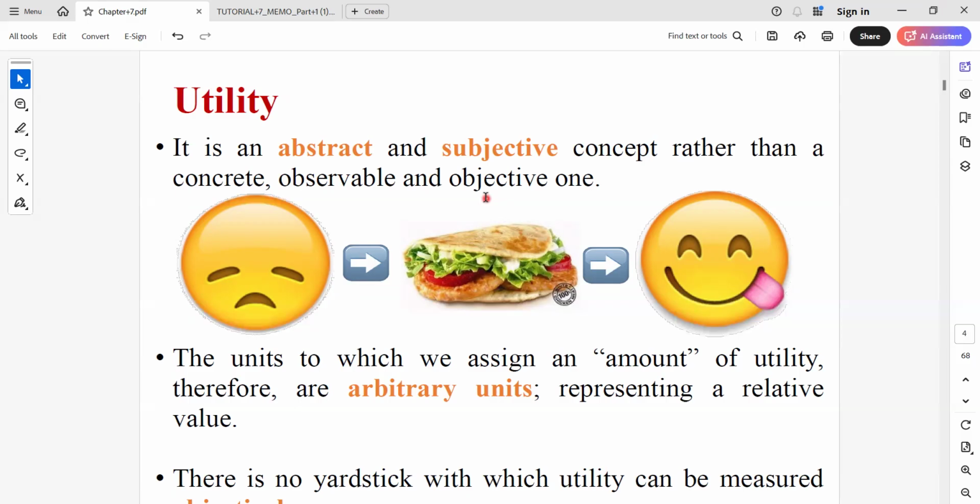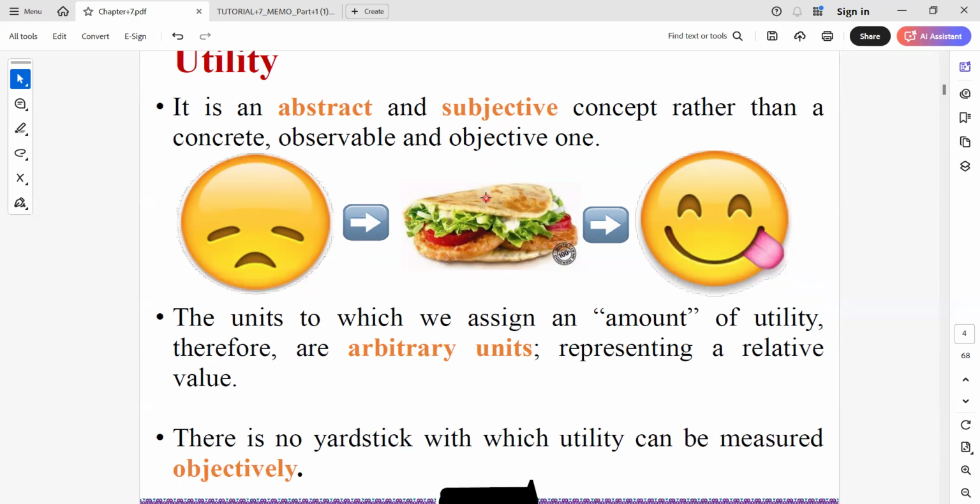You understand? So that is why I said from the first slide that in economics you work with assumptions. We just give your satisfaction any number that we feel is going to work for us in order to deal with whatever conclusion we want to make at that time. So it is subjective, it's not objective. The units to which you assign an amount of utility are therefore arbitrary units representing a relative value. There is no yardstick by which utility can be measured objectively. That is why we use a subjective concept. That is why we assume.